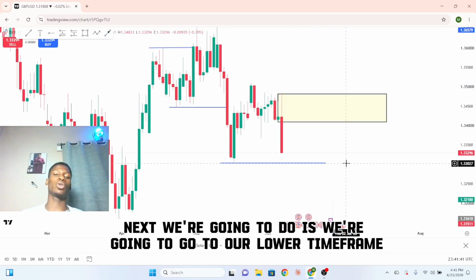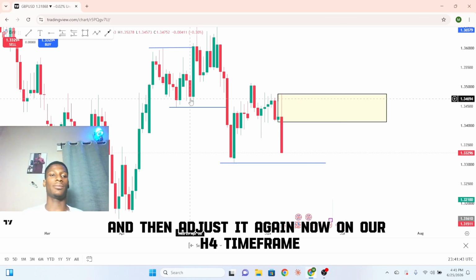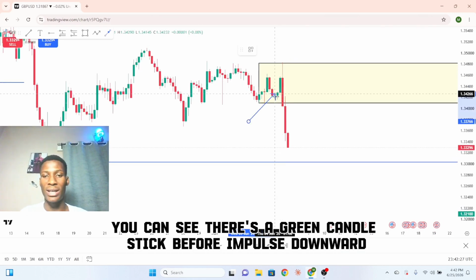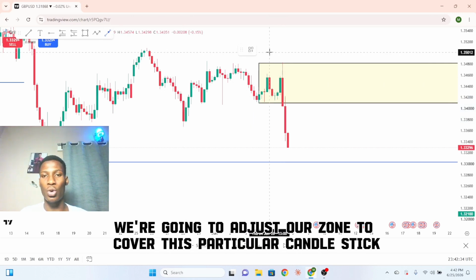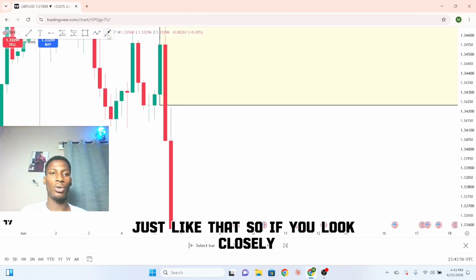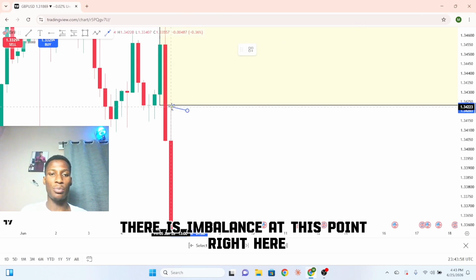Next thing we're going to do is go to our lower time frame and adjust it again. Now on our H4 time frame, the previous time frame was our day 1 time frame. You can see there's a green candlestick before impulse downward. We're going to adjust our zone to cover this particular candlestick at this point, down to this point, just like that. If you look closely, there is imbalance at this point right here.